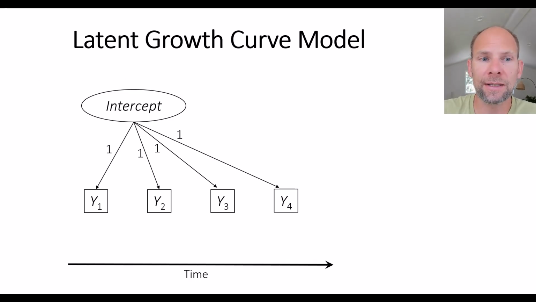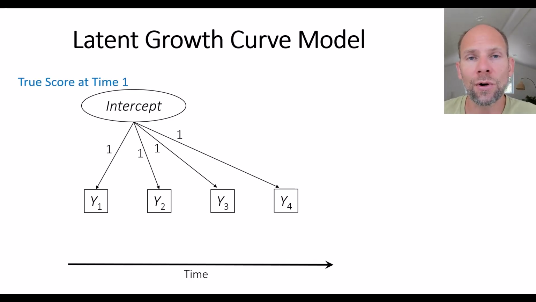The random intercept indicates the true score at time 1, and individuals can differ in their true initial intelligence scores. Some had higher scores, some had lower scores, and so the intercept factor represents the true intelligence, for example, after accounting for random measurement error at time 1.